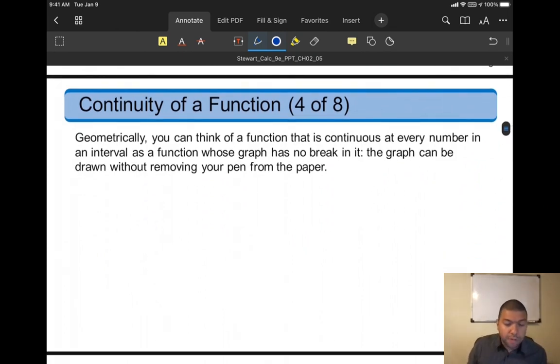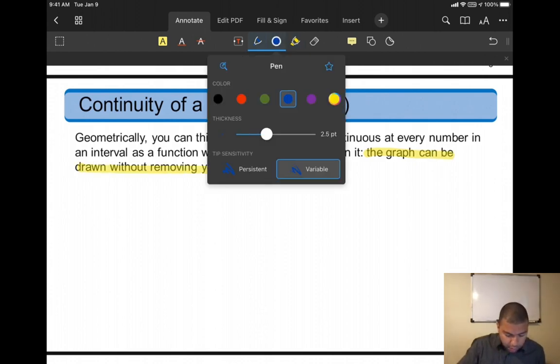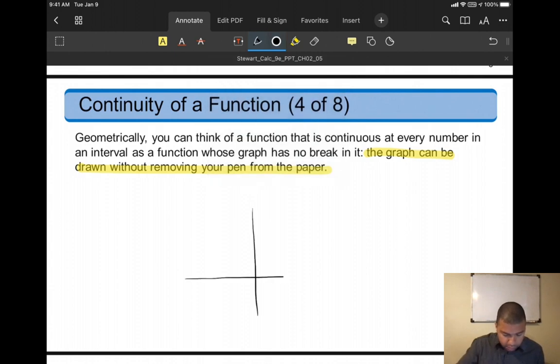And this is an important idea for us to be able to continue without having to think about that definition using limits all the time. The idea is that the graph of a function can be drawn without removing your pen from the paper. If you can do that, then intuitively you can say the function is continuous, which again makes sense. So this is a continuous function.